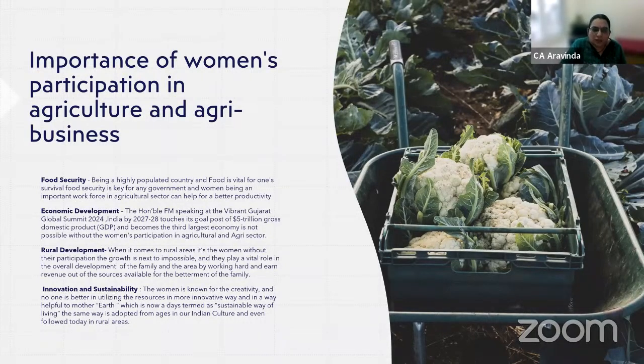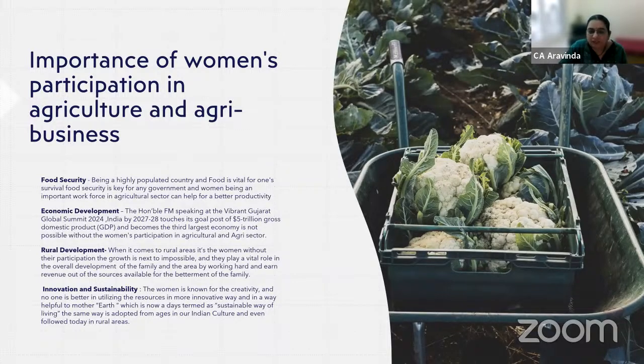So why do we need women in agriculture and agri-business? One reason is food security. The more people who are into the agricultural business, the more food produce we can generate. And once we have adequate food produce, there is a huge possibility of us being the food source for the entire world, where we can export food produce and generate revenue for our farmers.